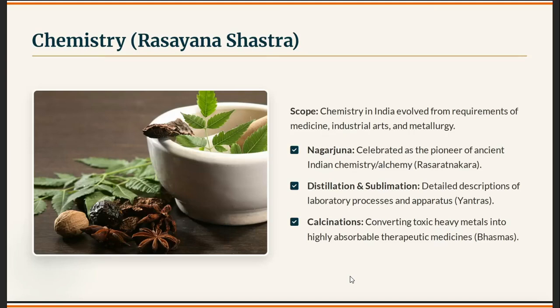So Rasayana Shastram in chemistry. Chemistry in India evolved from requirements of medicine, industrial arts, and metallurgy. Nagarjuna, celebrated as the pioneer of ancient Indian chemistry, Rasaratnakara: distillation and sublimation, detailed descriptions of laboratory processes and apparatus in yantras, calcination, converting toxic heavy metals into highly absorbable therapeutic medicines, Bhasmas.